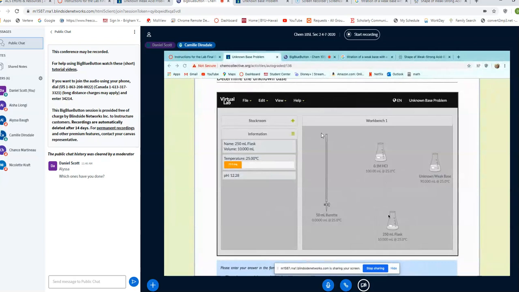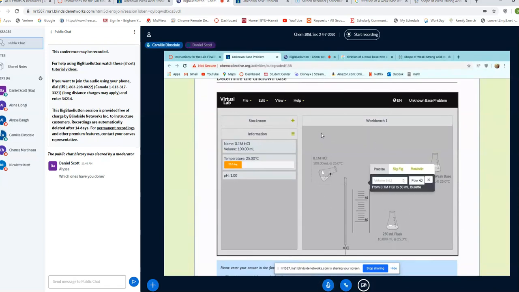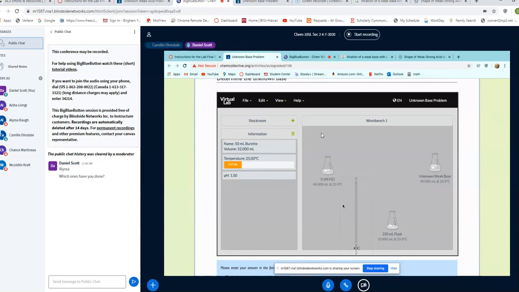So I'm taking the one I poured into my flask right here, right? Yeah, I don't think we have any acid in our burette yet, though, do we? I don't think so. No, nothing. So 52 mils. We'll fill it up to the 0 mark. Perfect. All right, so let's titrate.